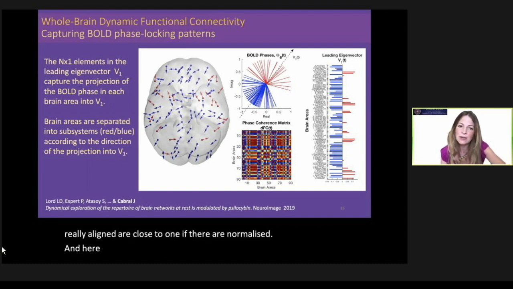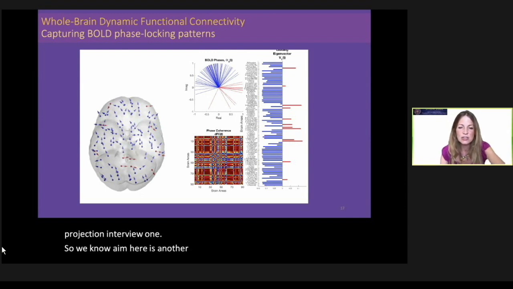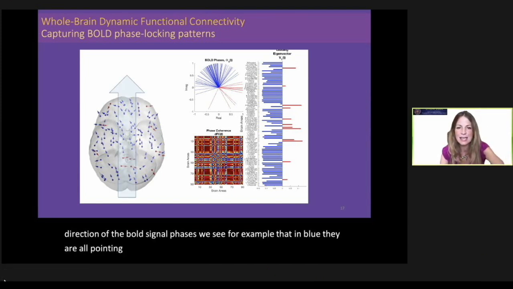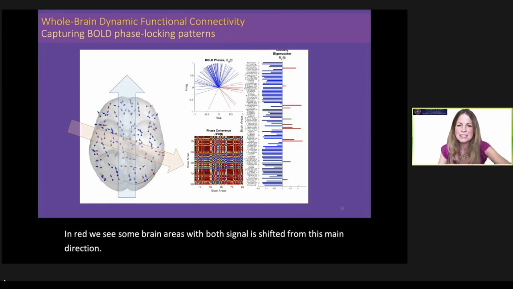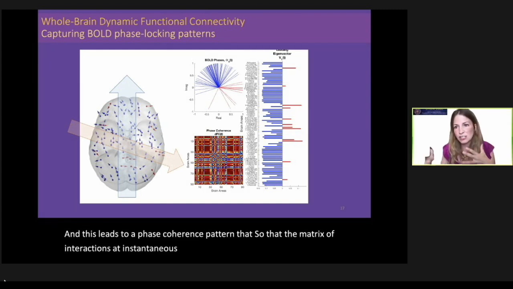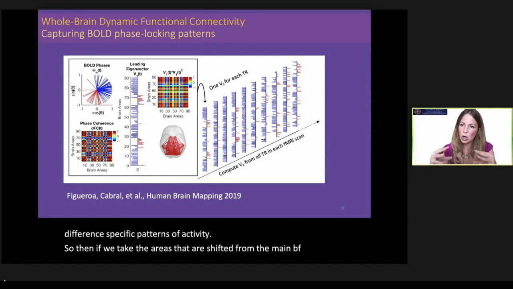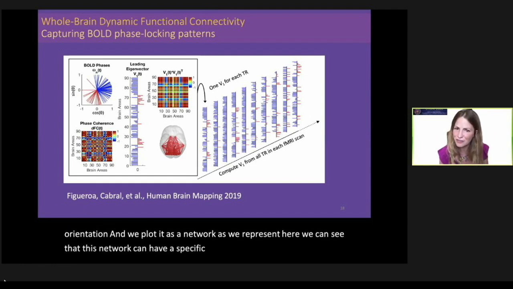Here, as I explained, the brain areas can be separated into subsystems, in red and blue, according to the direction of this projection into V1. Here is another TR. If we look at the direction of the BOLD signal phases, we see, for example, that in blue, they are all pointing in one direction, and then in red, we see some brain areas whose BOLD signal is shifted from this main direction. This leads to a phase coherence pattern, the matrix of interactions at the instantaneous level, which is the cosine of the phase difference, showing specific patterns of activity. If we take the areas that are shifted from the main BOLD phase orientation and plot them as a network, we can see that this network seems to have a functionally relevant pattern.